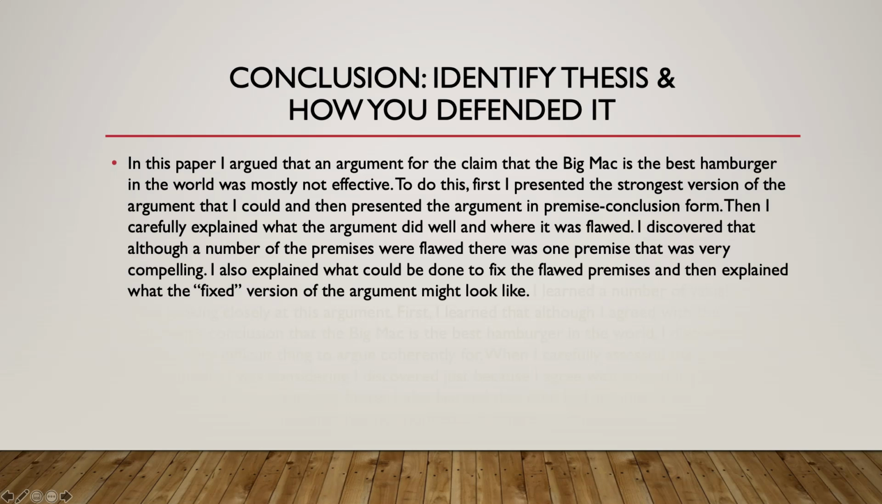So, in any case, this is an example of what I want for the conclusion. In this paper, I argued that an argument for the claim that the Big Mac is the best hamburger in the world was mostly not effective. To do this, first I presented the strongest version of the argument that I could, and then presented the argument in premise-conclusion form. Then I carefully explained what the argument did well and where it was flawed. I discovered that although a number of the premises were flawed, there was one premise that was very compelling. I also explained what could be done to fix the flawed premises, and then explained what the fixed version of the argument might look like. All right, so that's identifying the thesis and how it is that you defended it.